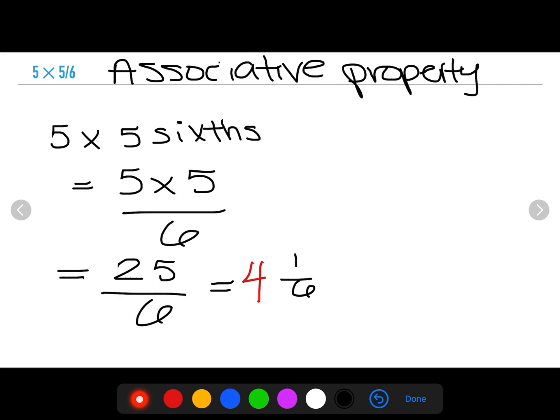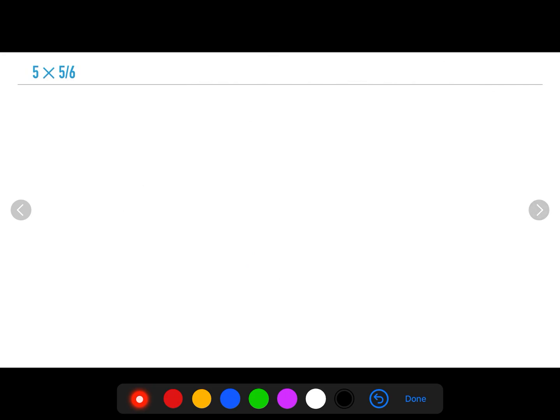Now, let's use repeated addition. Remember, guys, the goal for introducing so many strategies is to find the strategy that you like best. So let's use repeated addition on the same problem.